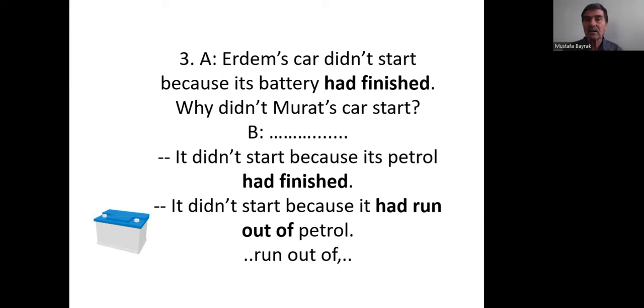Why didn't Murat's car start? Murat's car started because its battery hadn't finished. Okay. It didn't start because its petrol had finished, for example. It didn't start because it had run out of petrol. Run out of, as an idiom, means finished. Okay. Run out of petrol. Okay.